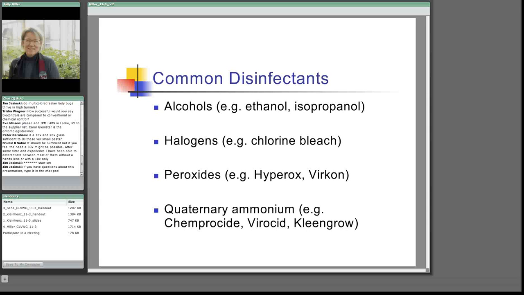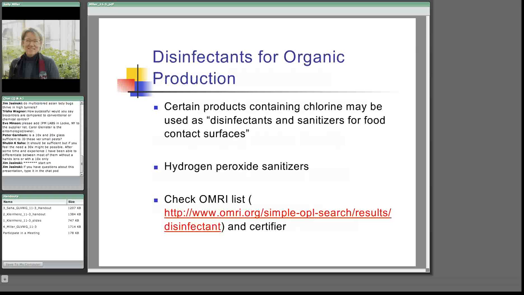Of the quaternary ammoniums we've worked with, Clean Grow is also very effective, but some of these others are also effective as disinfectants. Again, for organic production, the hydrogen peroxide sanitizers are fine. Again, they need to be looked at individually, but as far as being allowed to use them, they're on the OMRI list and they can be used.